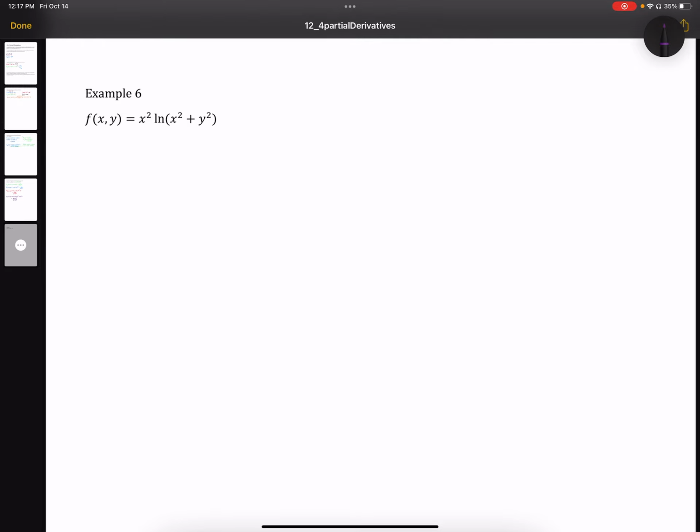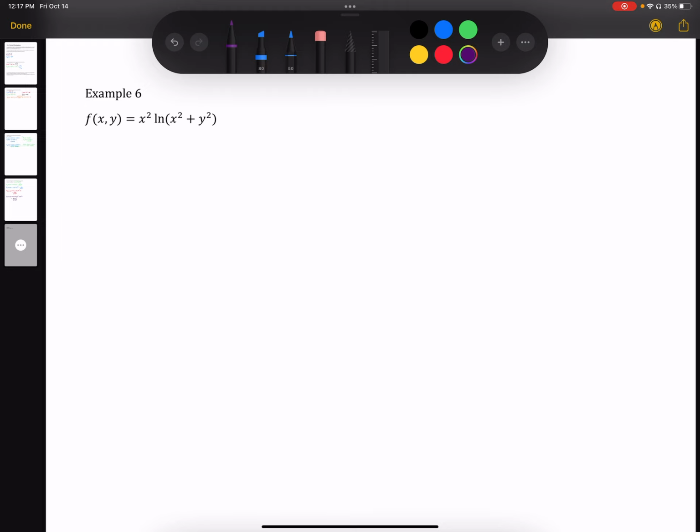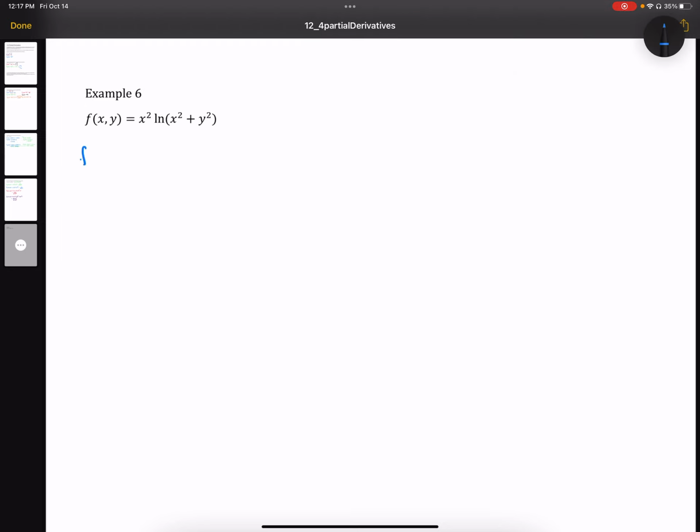So let's find the first order partial derivatives. Maybe we'll do a second order for one. So first, let's find fx. So fx of x, y. So now notice we have 2 functions of x multiplied. So this is going to mean product rule.